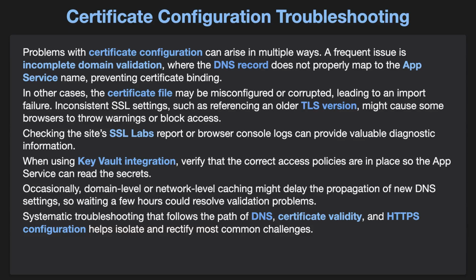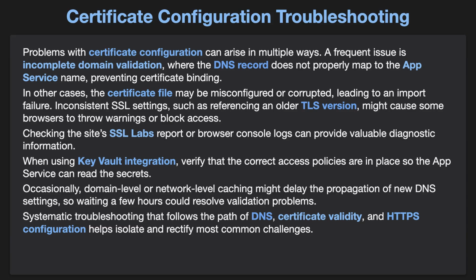Problems with certificate configuration can arise in multiple ways. A frequent issue is incomplete domain validation, where the DNS record does not properly map to the app service name, preventing certificate binding. In other cases, the certificate file may be misconfigured or corrupted, leading to an import failure. Inconsistent SSL settings, such as referencing an older TLS version, might cause some browsers to throw warnings or block access. Checking the site's SSL Labs report or browser console logs can provide valuable diagnostic information.